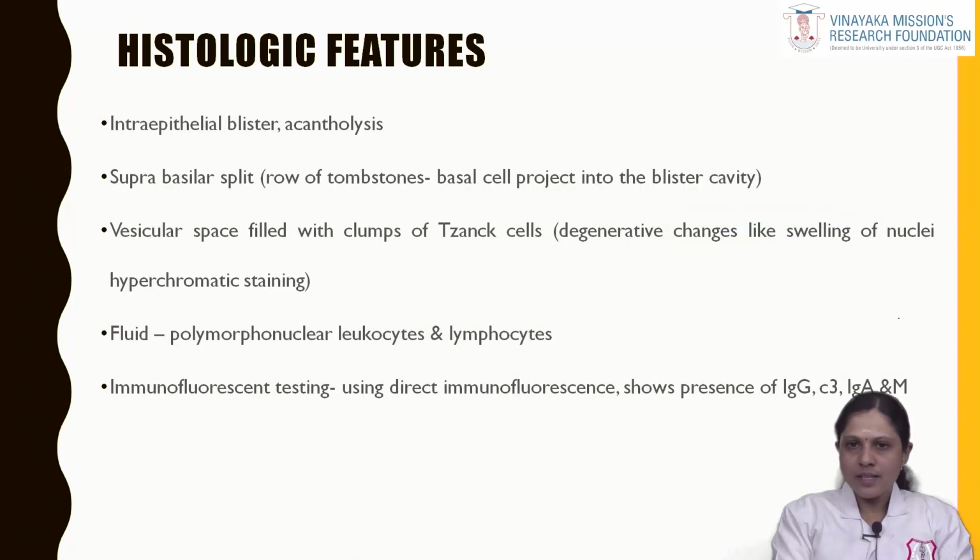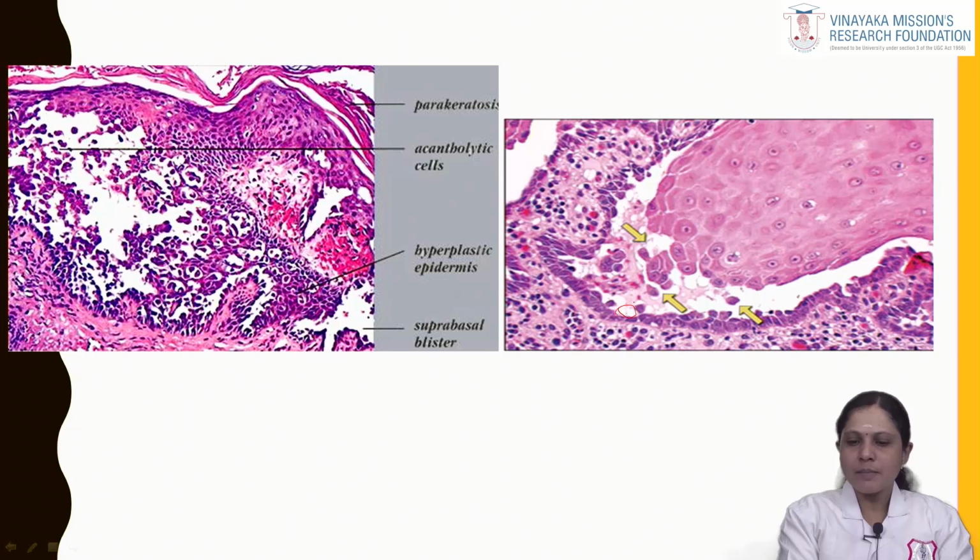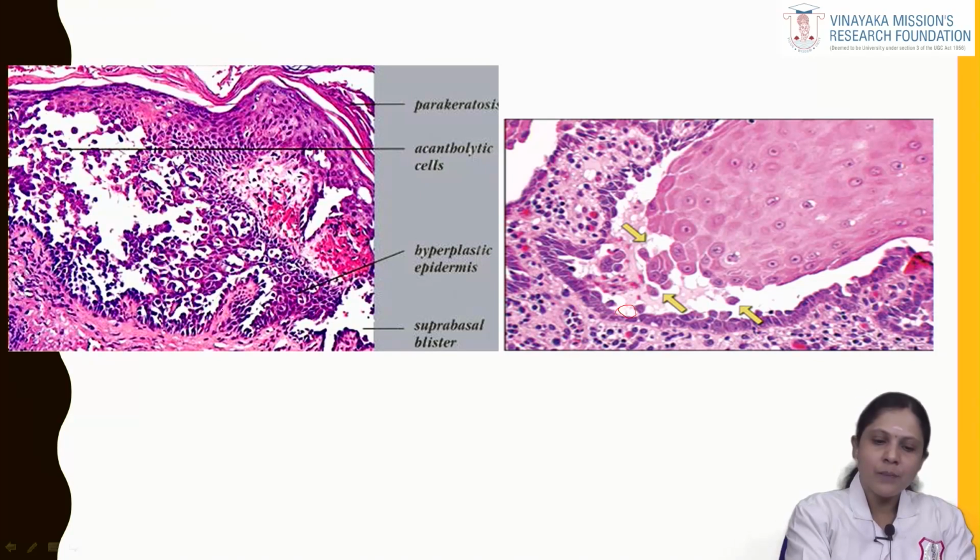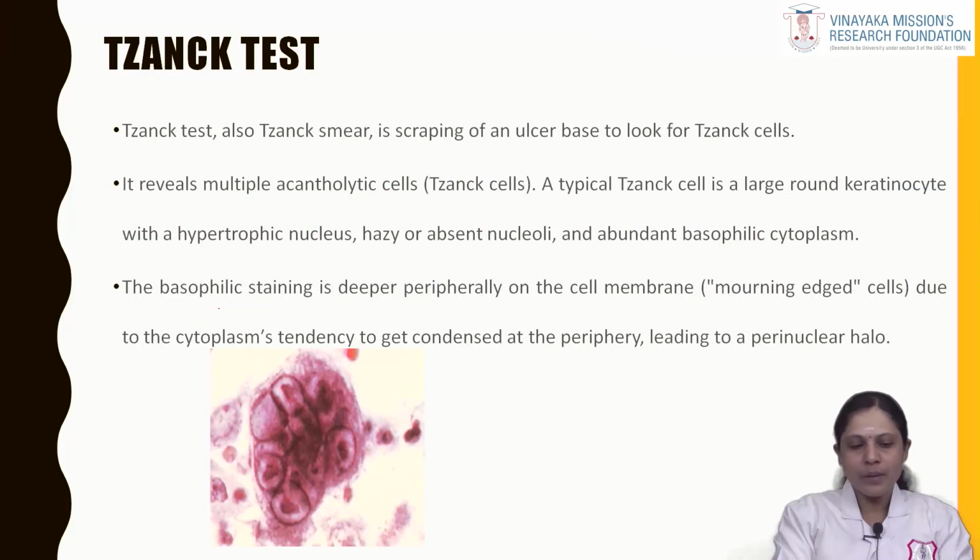Histologically, we know that it is an example of an intraepithelial blister. So the cavity formation will be seen within the epithelium. Acantholysis and acantholytic cells will be noted. A suprabasilar split can be noted, that is, above the basal cell layer, where the basal cells project into the cavity, giving a tombstone-like appearance.